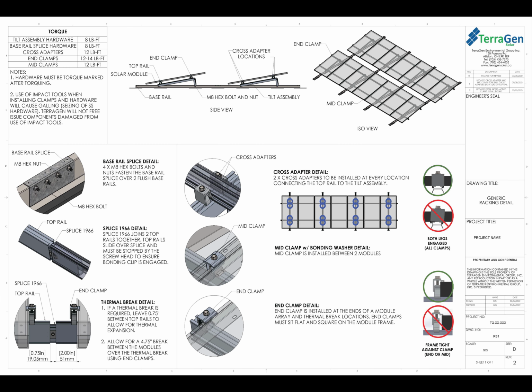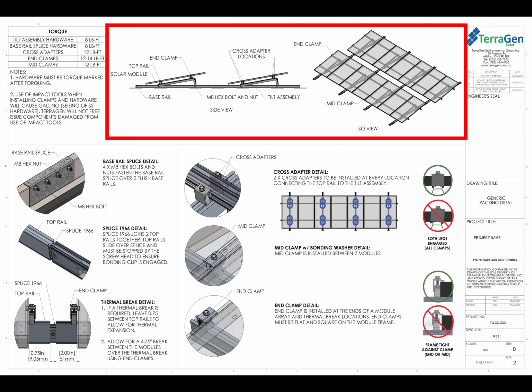Looking at the second page of the construction package, this is the generic racking detail. This is a sheet that goes into every single TGR construction package and is generic to all TGR systems. On this page, you will find a brief overview of each of the components for a TGR system. In the top left corner, you will find the torque specs for all of the hardware and clamps that are required for a TGR system.